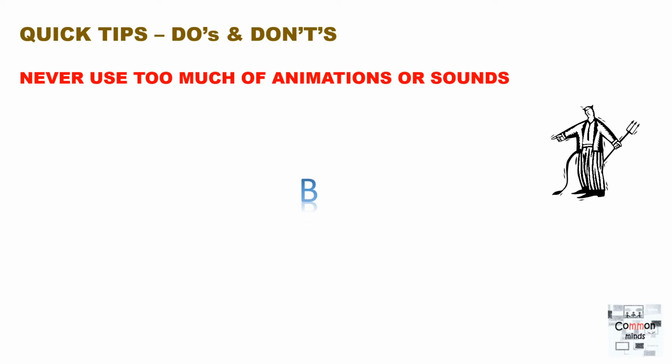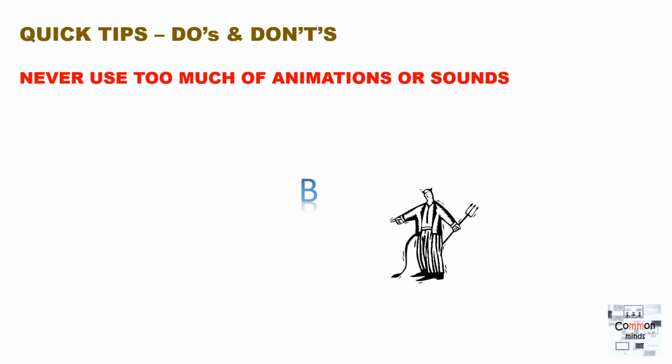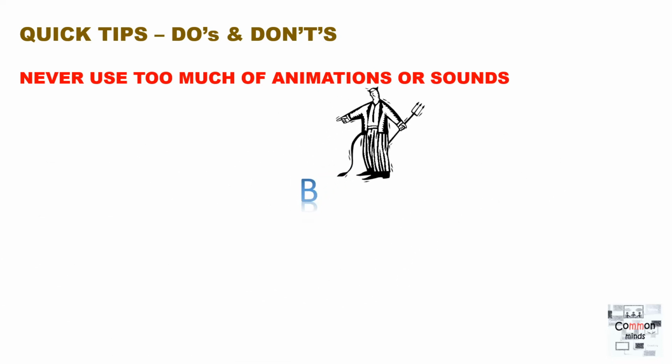The first one is never use too much animation or sounds. It distracts the audience from the message. For example, in this presentation, you see that there are already two pictures on your screen. Now, this picture out of nowhere makes a sound and goes somewhere. Then A suddenly appears after B, and then C comes rotating somewhere. There is no sync, there is no link, and people are distracted and wonder what you want to say.